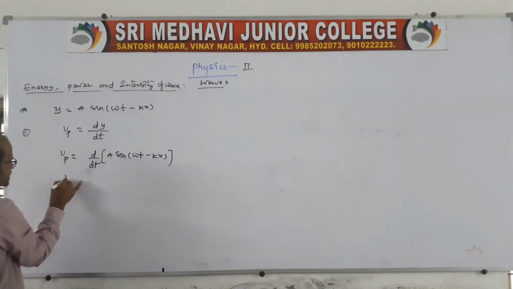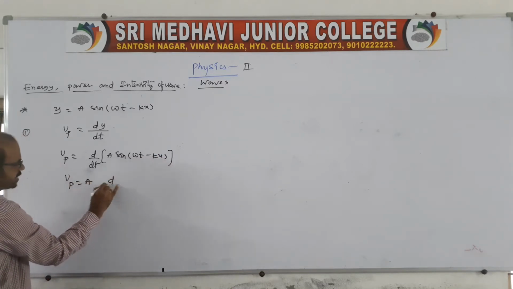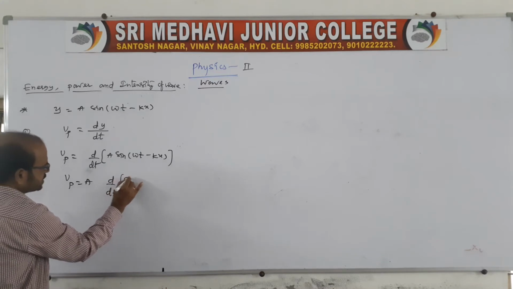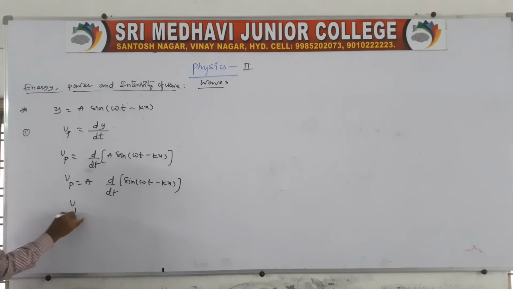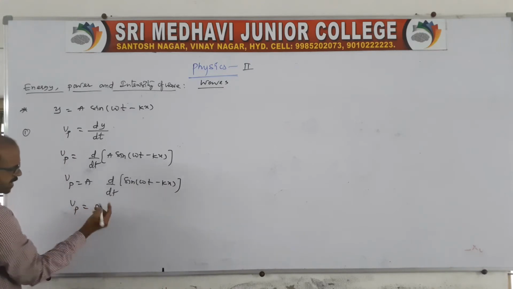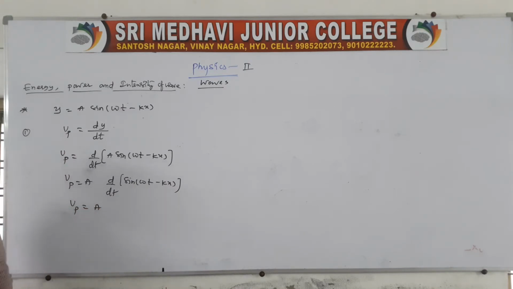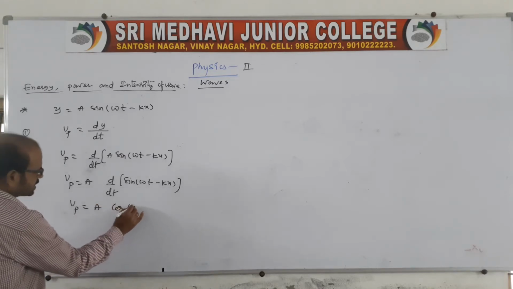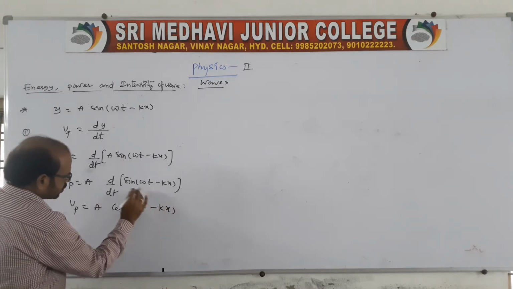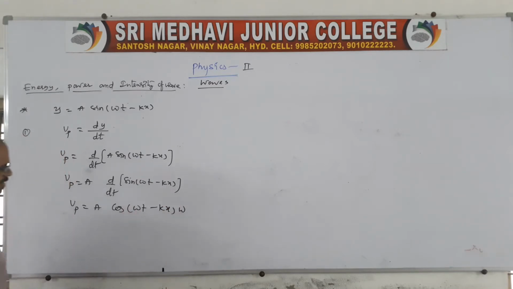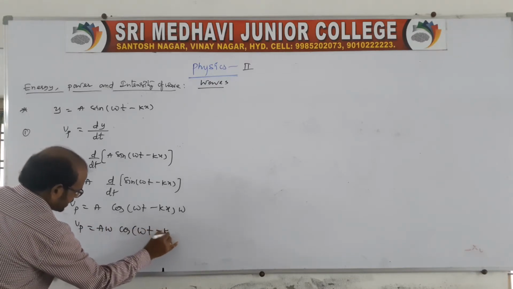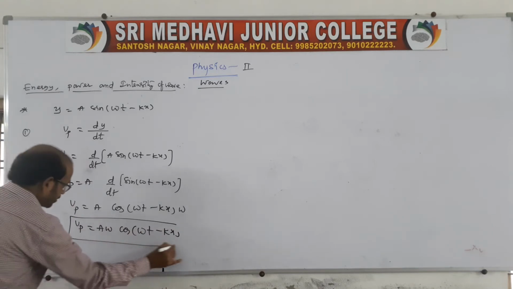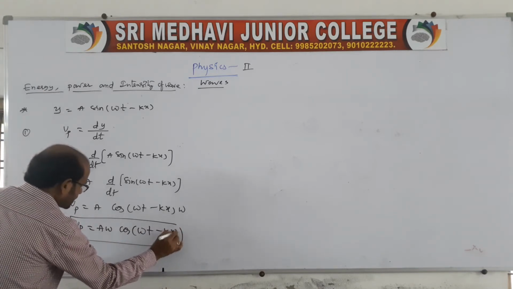This is the mathematical part. Taking d by dt of sin(ωt − kx), the differentiation of sin ωt gives cos ωt, as in first year, and differentiating again with respect to ωt gives ω. So the velocity of a particle is Vp = aω cos(ωt − kx). This is the velocity of a particle, because all the particles are in SHM.